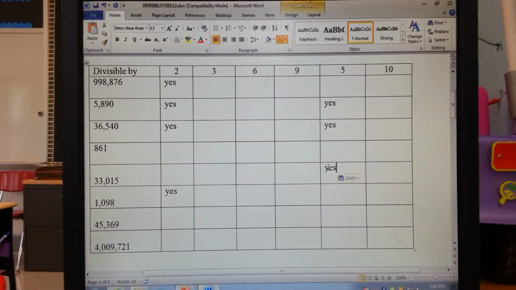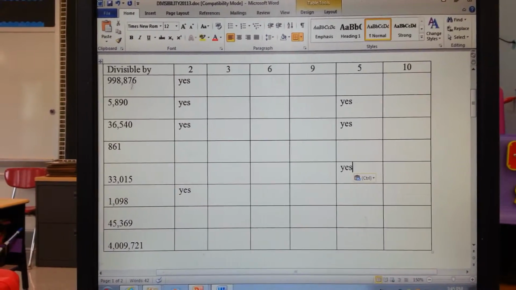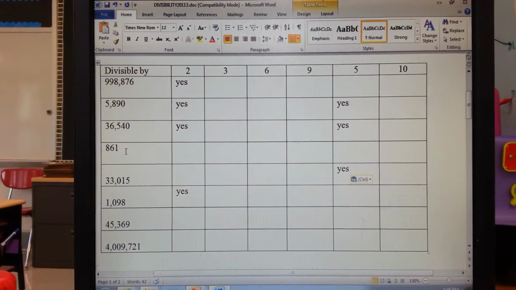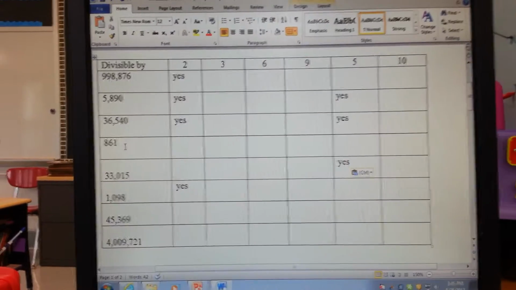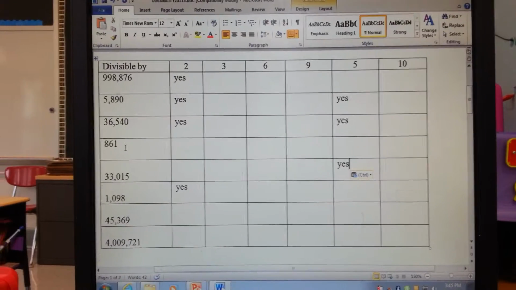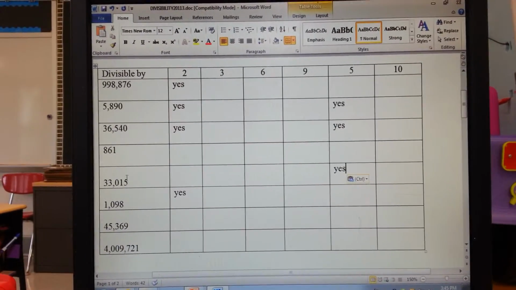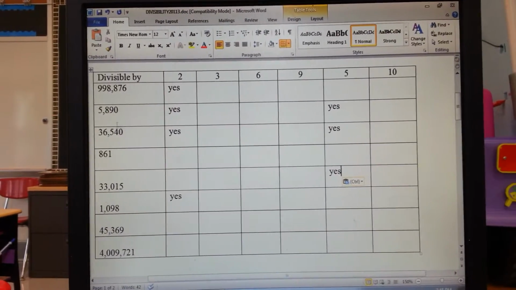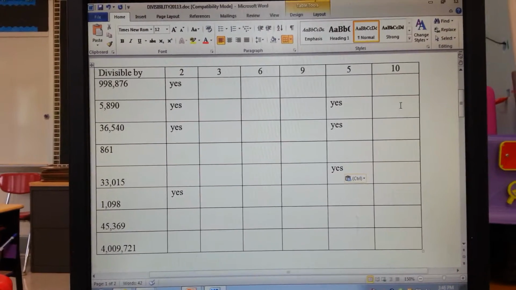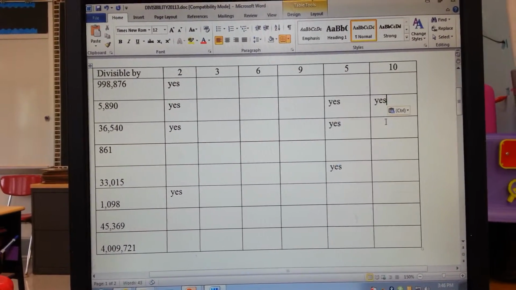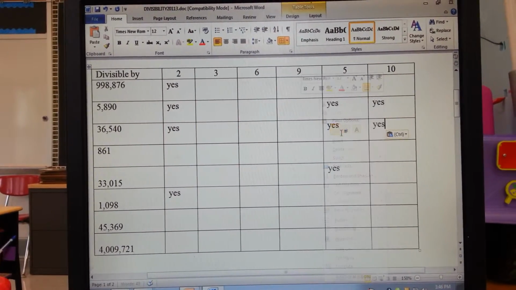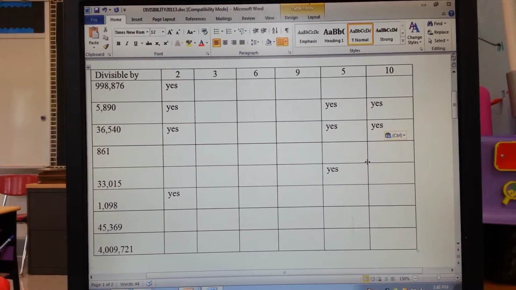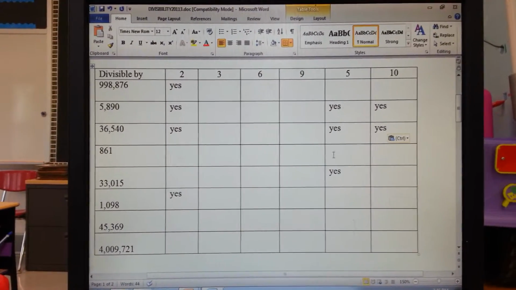Now, the rule with the 10 is any number that ends in 0 is divisible by 10, because when you count by 10's, it's 10, 20, 30, 40, 50, 60. So all these that end in 0, which there are only 2 of them, are divisible by 10. So just those 2. And now we're halfway done with the homework.